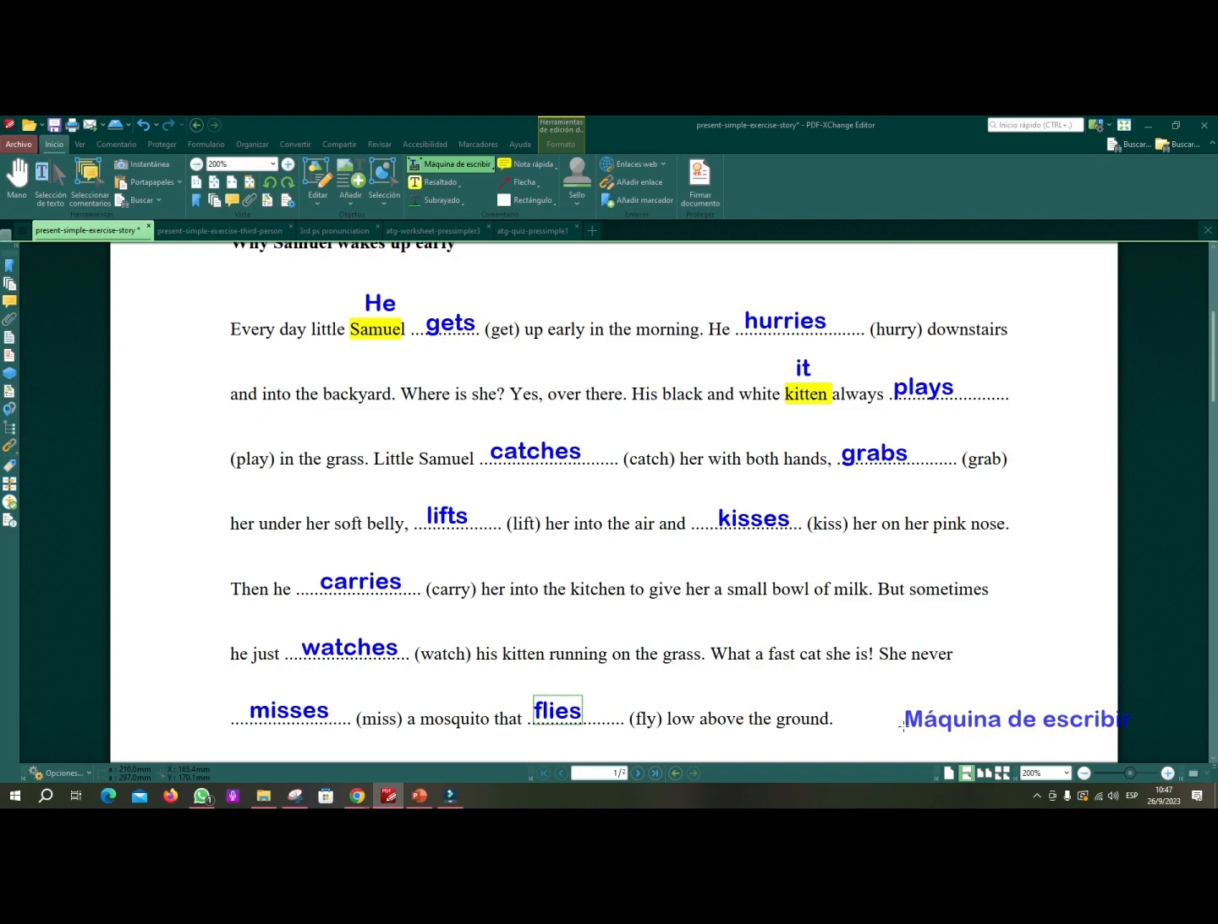Then we're going to learn the pronunciation also of those verbs or those endings. Right? Después vamos a estudiar un poquito sobre las reglas y cómo se pronuncia la S en los verbos cuando tenemos tercera persona, ¿ok? So, Carolina, can you read the text? ¿Puedes leer todo el texto, Carolina, please?